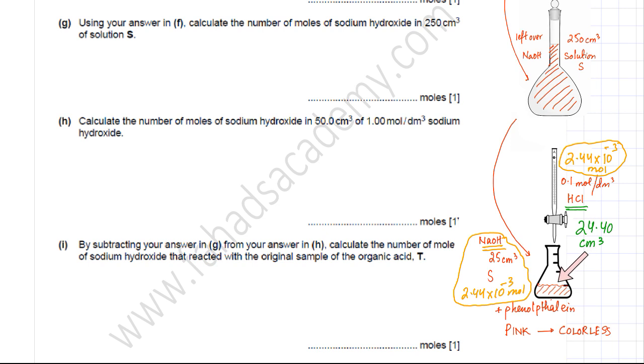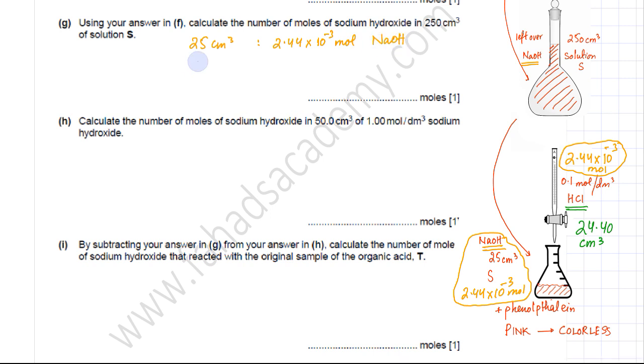The volume of NaOH or solution S was 25 cm cube in this flask. Now he's asking how many moles of NaOH are present in this 250 cm cube volumetric flask over here. Now this is pretty simple. You can use ratios. You know that in the 25 cm cube flask, this tiny flask over here, you had 2.44 times 10 to the power minus 3 moles of NaOH.